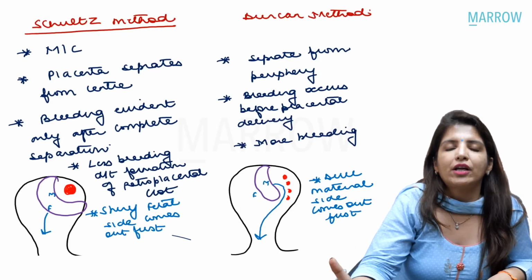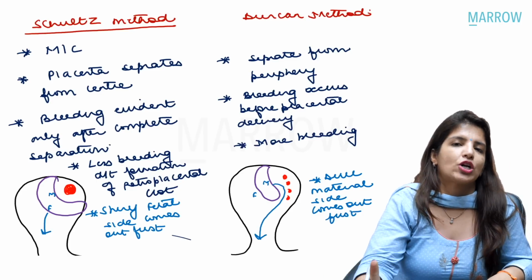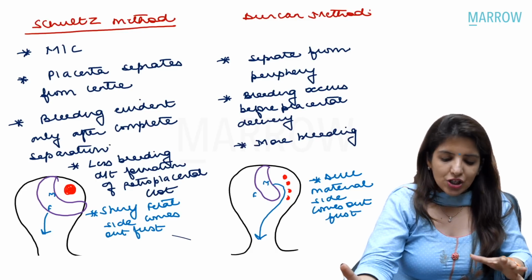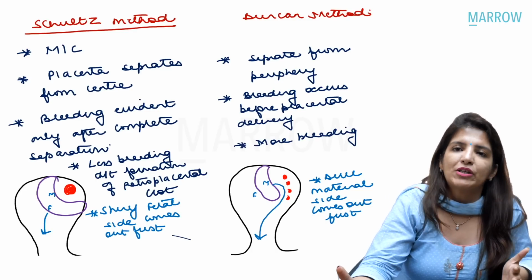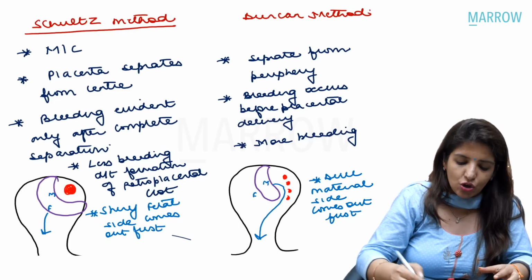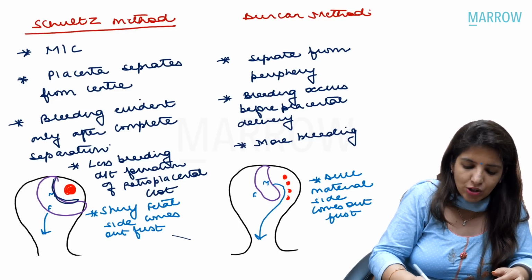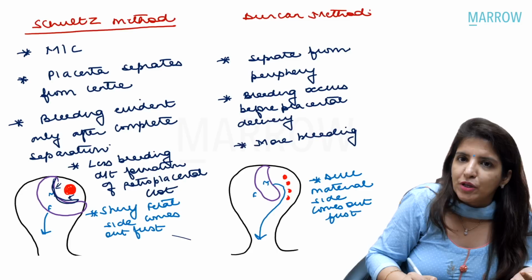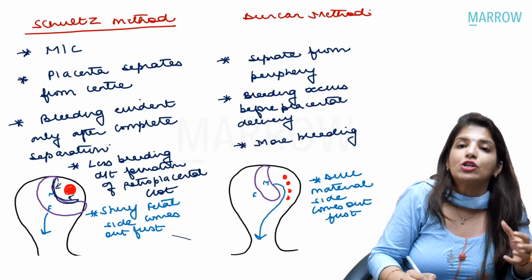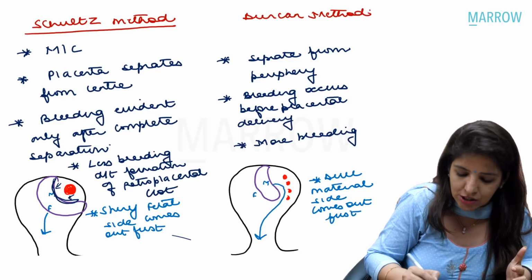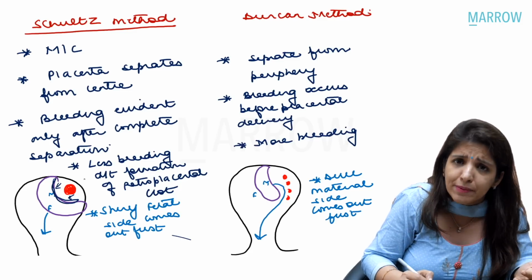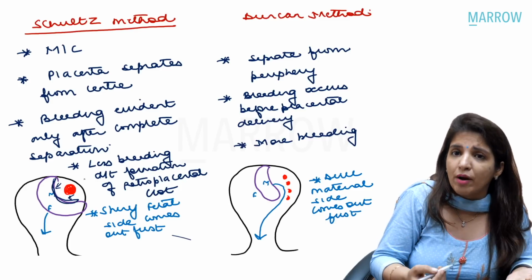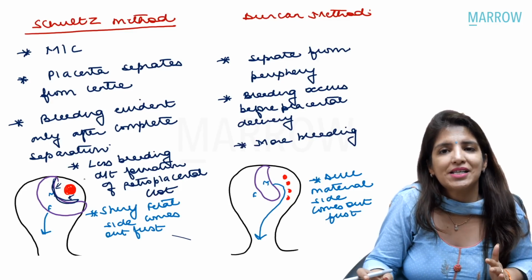So all of you know that there are 2 methods of placental separation. One is the Schultz method and the other is Duncan's method of placental separation. Now, in Schultz's method, please remember this is the more common method of placental separation, and here the separation of the placenta is going to begin from the center. Can you see? The placenta has started separating from the center. Now, because the placenta starts separating from the center, a retroplacental clot is formed, and because a retroplacental clot is formed, the amount of bleeding is less. And in this case, the blood is going to come out only once the entire placenta has separated.